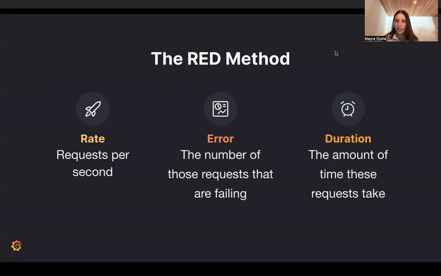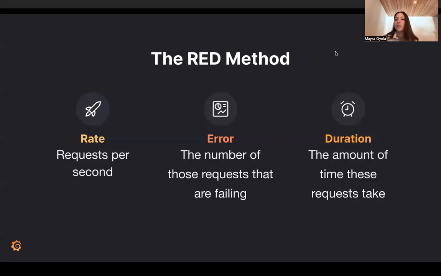Then we take a look at errors, and errors refers to the number of requests that are failing. And not only can this indicate something a little more obvious, like timeouts or failed transactions, they can actually be a sign that your service is either partially or completely unavailable.